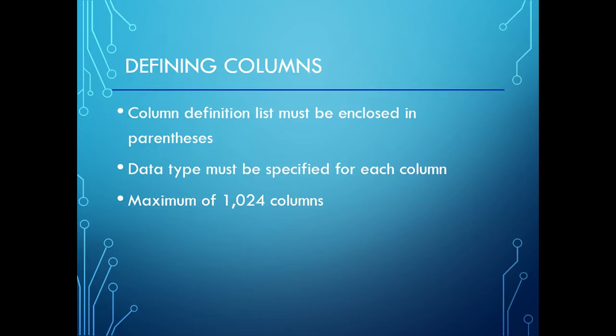When we define our columns, we must enclose the column list in parentheses. We have to specify a data type for each column, and each table can have a maximum of 1024 columns. This is really a lot of columns, and that would be kind of ridiculous to have a table with that many columns, but that's the maximum.